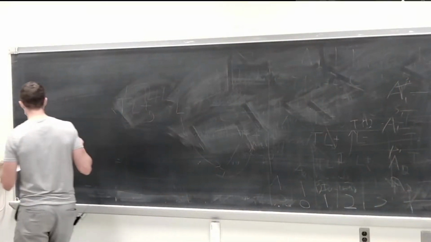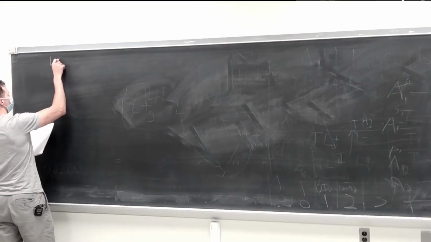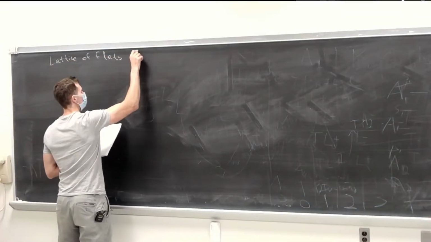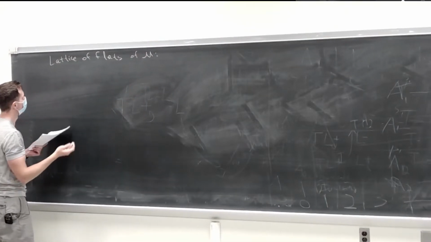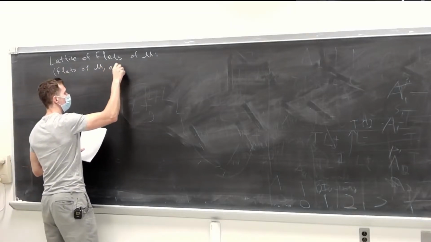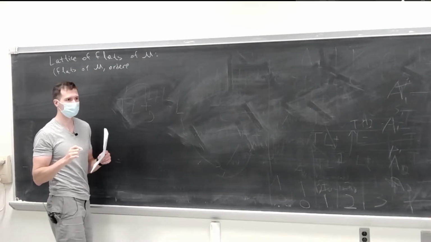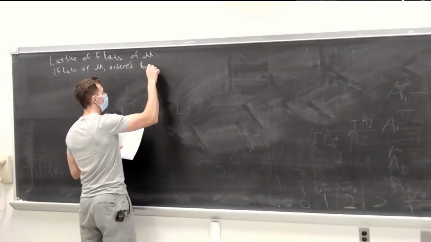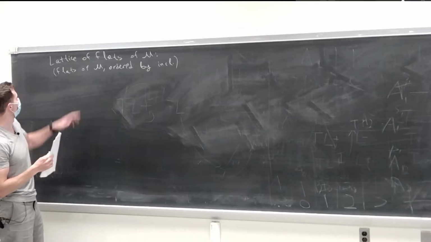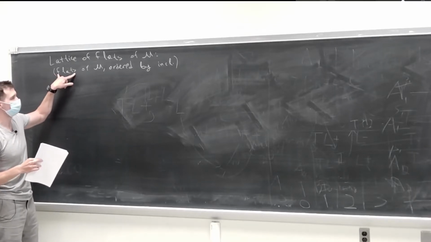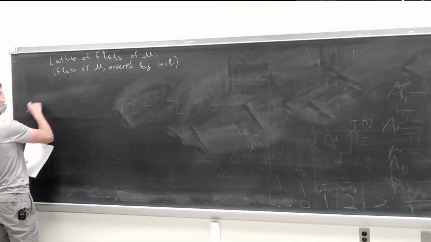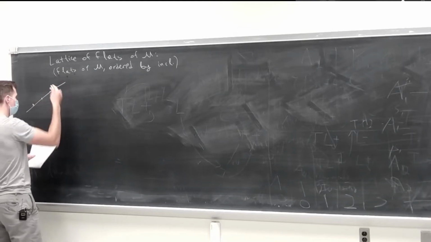Let's start. Okay, so last time we talked about the lattice of flats of a matroid. You just look at all flats of M ordered by inclusion. And remember, a flat is a set where you can't add any elements without increasing the rank. So it's like a set of all points which lie on the given line or plane or whatever.